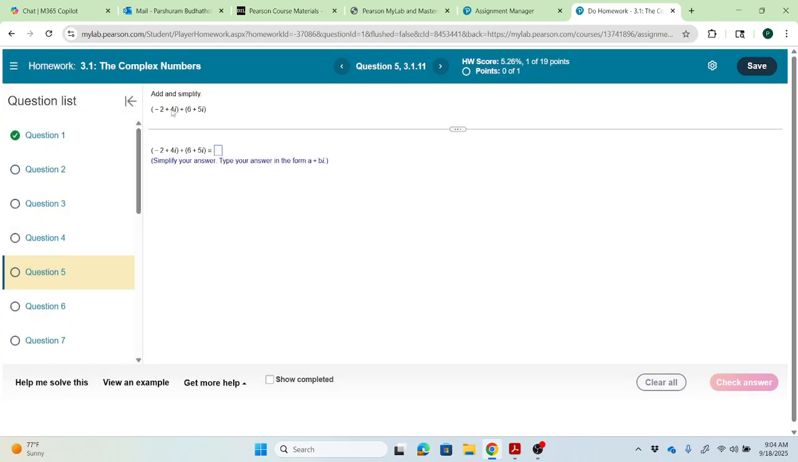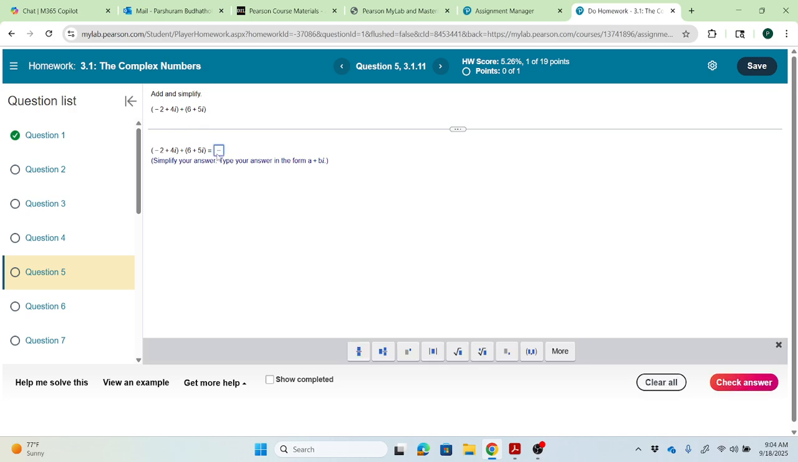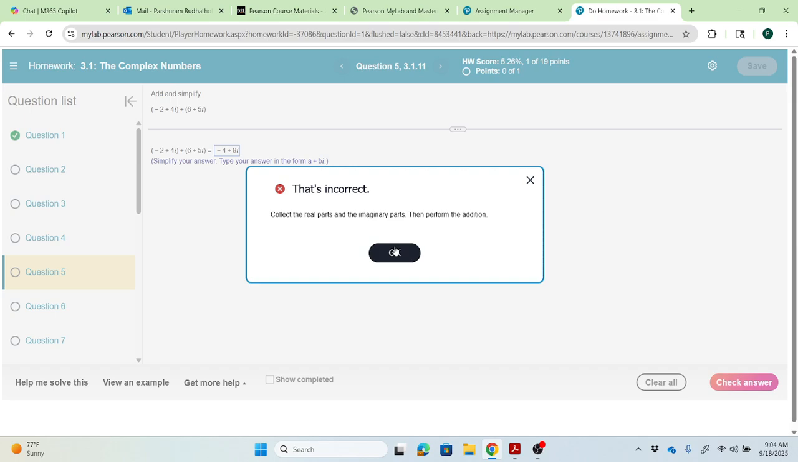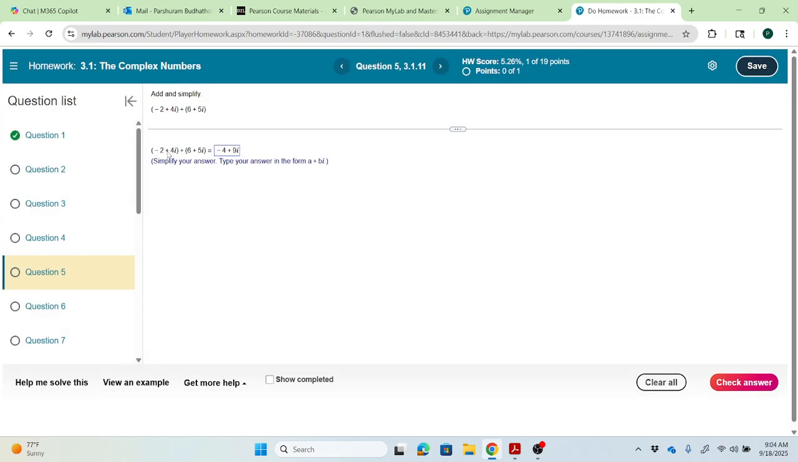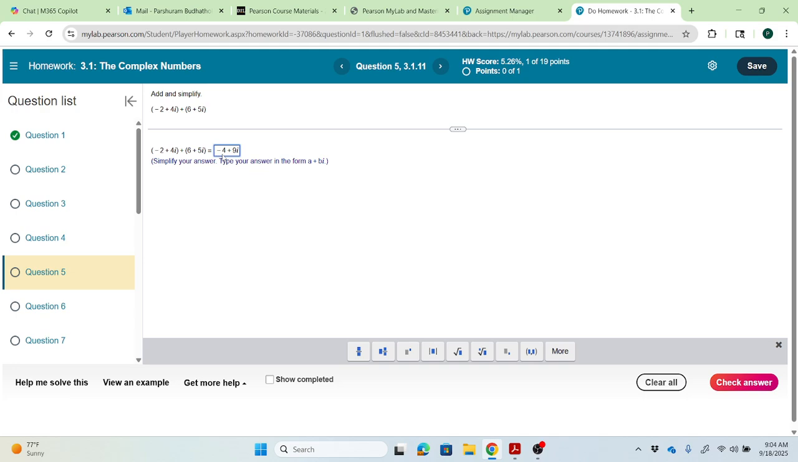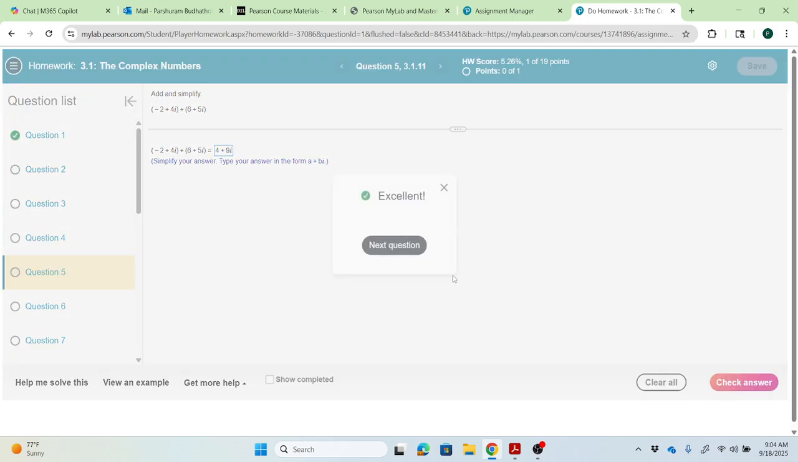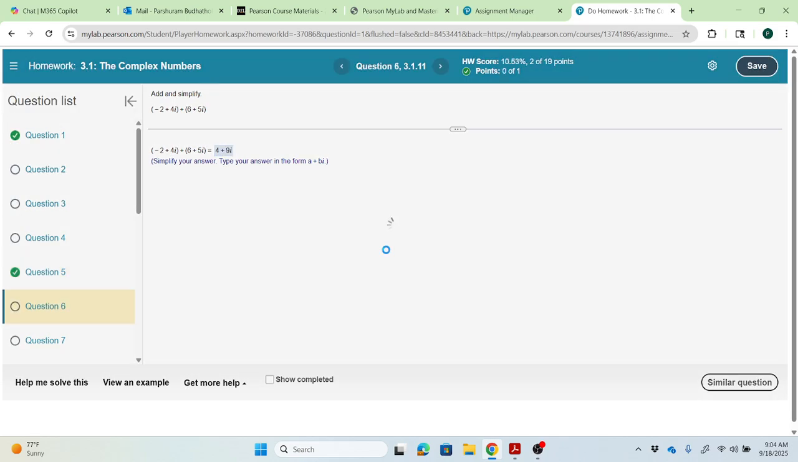How do you add these two? Add the real part, which is -2 plus 6 is -4, and add the coefficient of the imaginary part, where 4 plus 5 is 9, and then i is already there. What happened? What did I do wrong? -2 plus 6 is +4. Sorry about that. It's +4. That was the mistake I made.